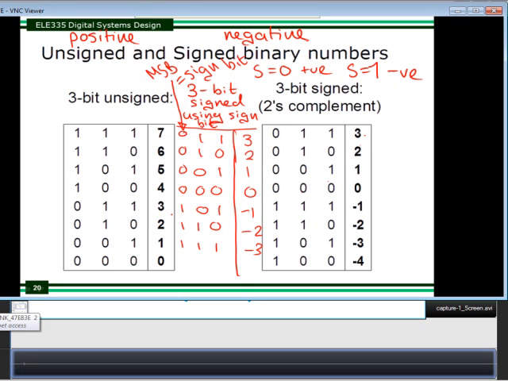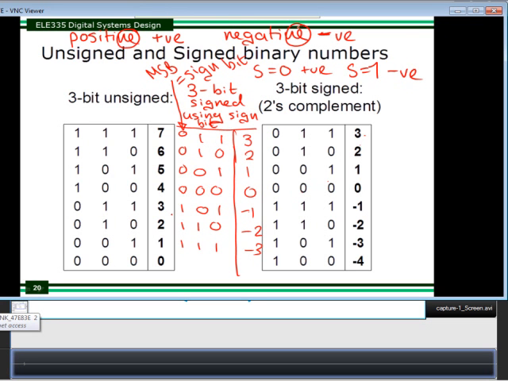Westerners are lazy, and rather than writing positive and negative all the time, for positive we write plus VE, positive. So the VE is the end of positive, and negative we'll write minus VE. Again, the VE comes from the end of negative. Okay? So it's a shorthand notation so that we don't have to write positive and negative all the time.